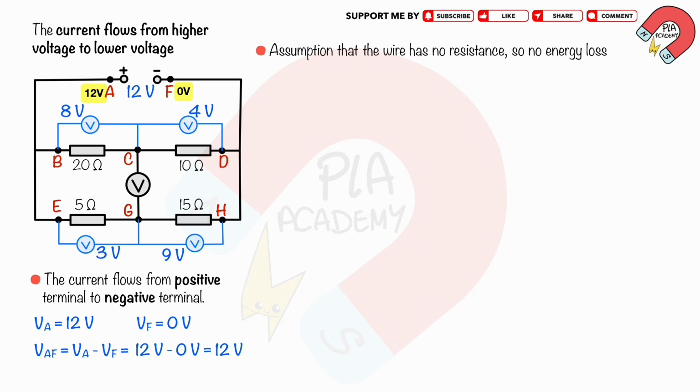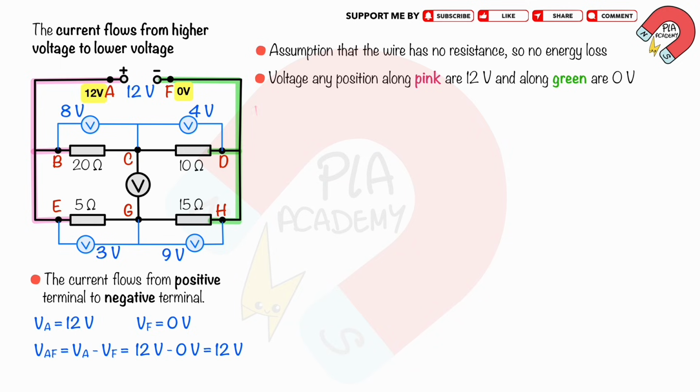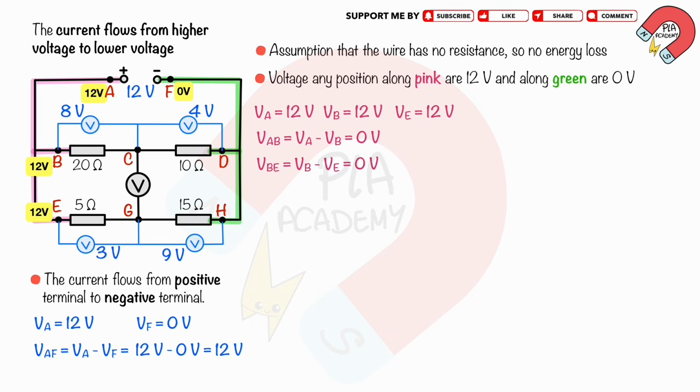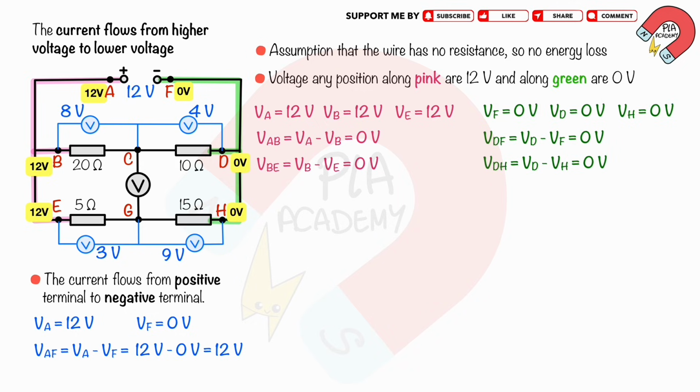We assume that the wire has no resistance, so no energy loss and no PD loss along the wire. The voltage at any point along the pink wire is 12 volts, and the voltage at any point along the green wire is 0 volts. So, the voltage at points A, B and E equals 12 volts. This causes the PD across AB and BE to equal 0. The voltage at points F, D and H equals 0. This causes the PD across DF and DH to equal 0.